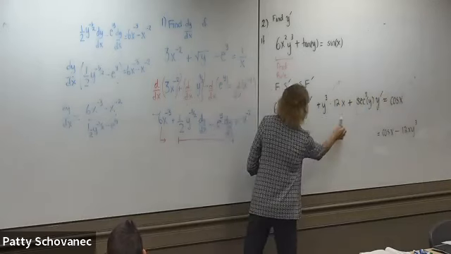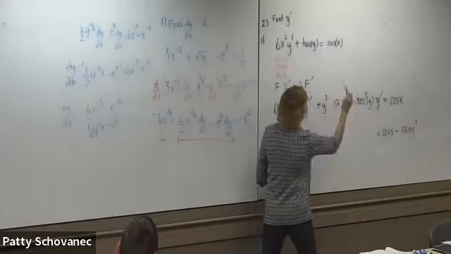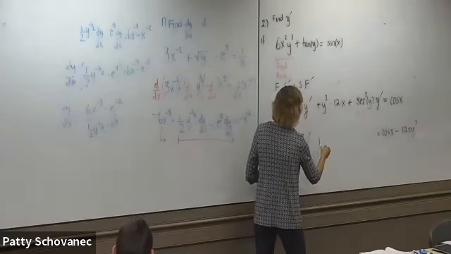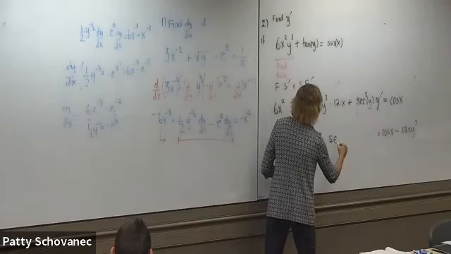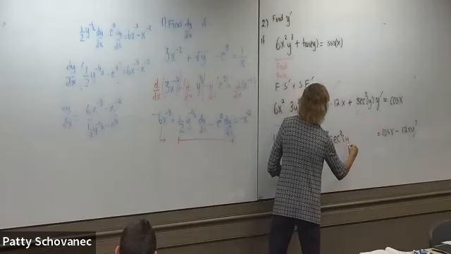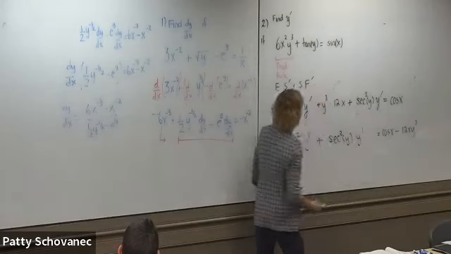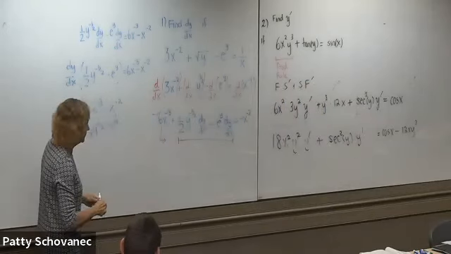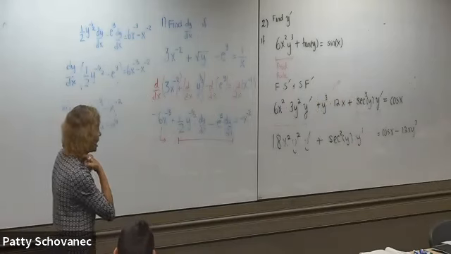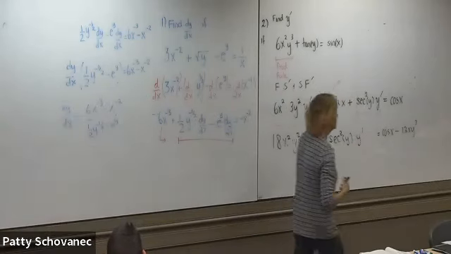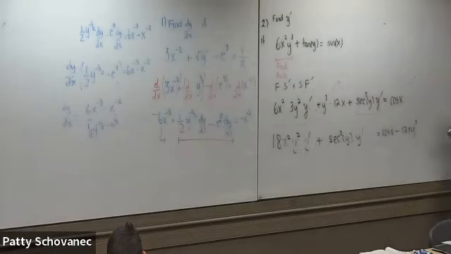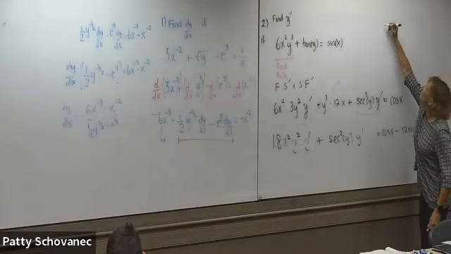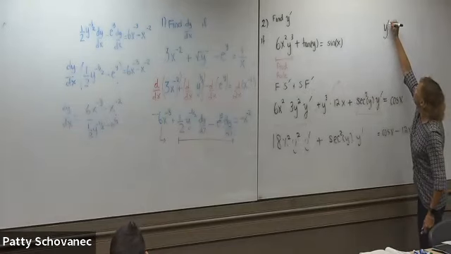I'm going to put this in alphabetical order. Oops, I did that already. Okay, I'm just going to copy that last one down: secant squared of y times y prime. Once you group them together, you factor out the common factor of y prime. I think I've got enough room to do that right up here. Pull out the y prime.